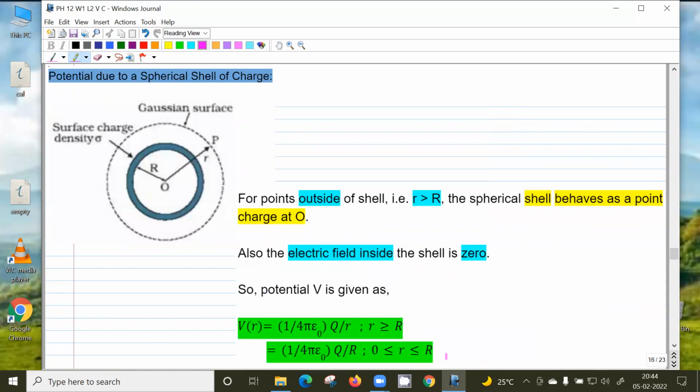Now we have a spherical shell, and we have to find the potential at points outside. See, the electric field we can consider as a basic thing. From that we can derive the potential. For outside points, the electric field of a spherical shell is equivalent to that of a point charge located at the center.